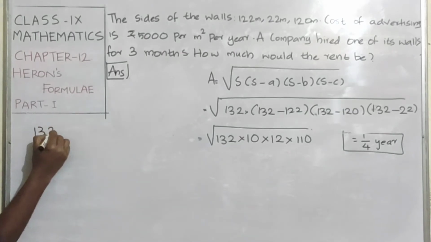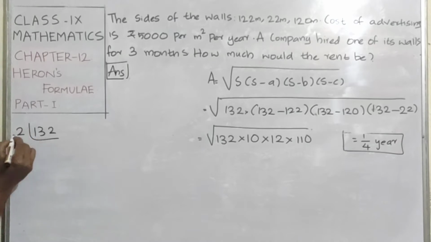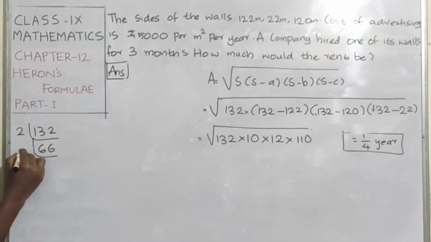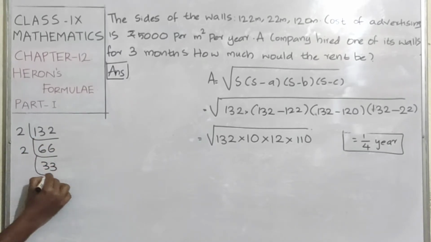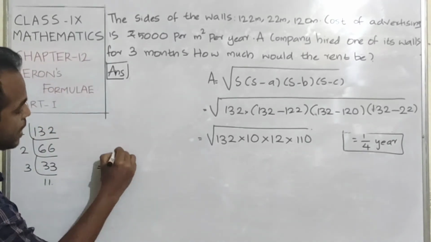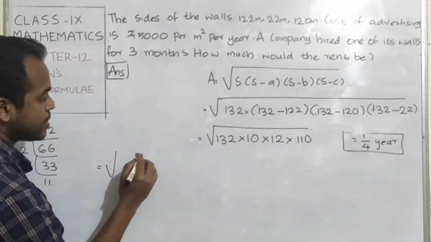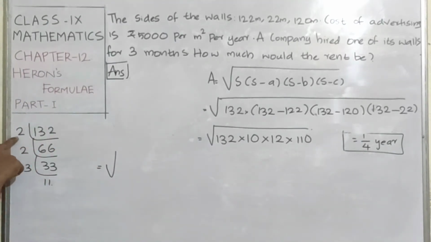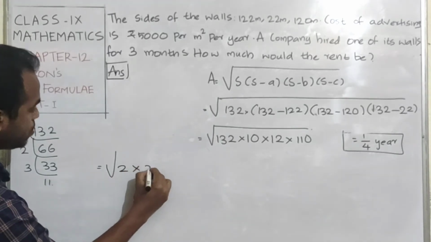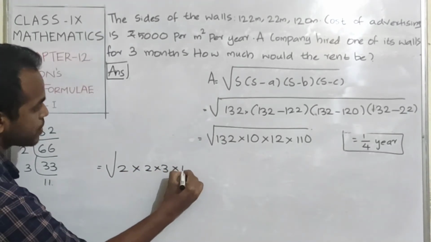First, 132 can be written as, first use the smallest prime number and divide it. So 132 divided by 2 is 66. Again by 2 you will get 33. Then by 3 you will get 11. So instead of 132 we can write this as, of course everything is under the root, 2 into 2 into 3 into 11. Because 132 is the same as 2 times 2 times 3 times 11.